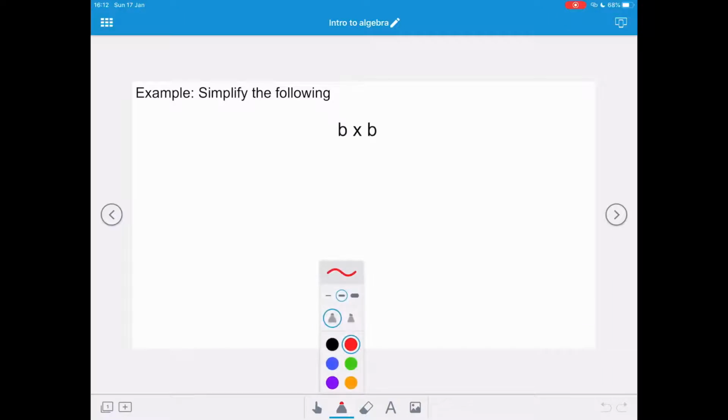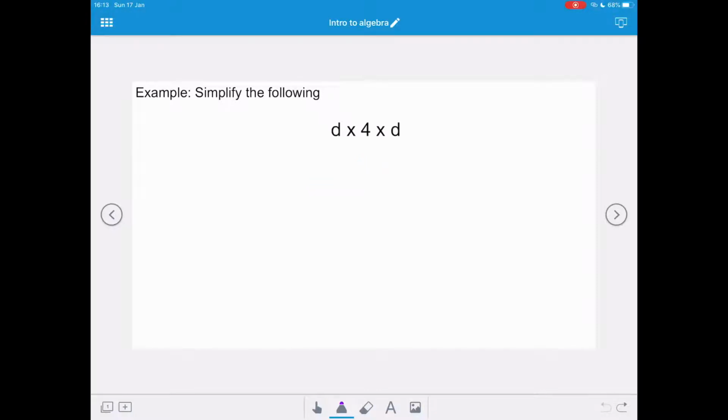Simplifying b times b, thinking about what we were saying about the rules of powers, we know that our answer is going to be in terms of b because that's our base, and then we just need to count how many we've got, which is 2, so the answer is b squared. In this example, we want to simplify d times 4 times d. Now we're going to put the number first. We're going to put our base of d, and we've got 2 of them, so it's 4d squared.